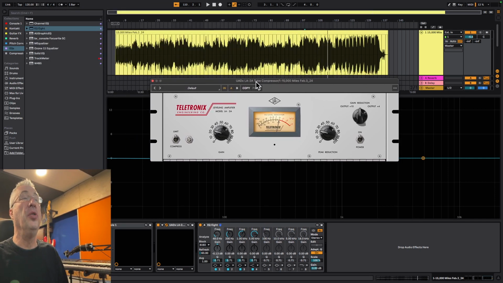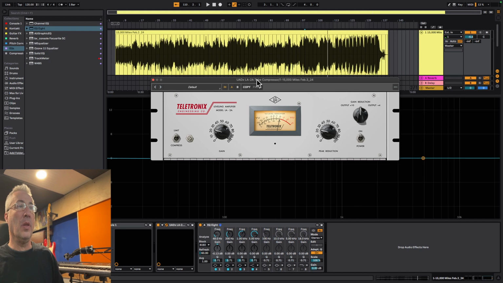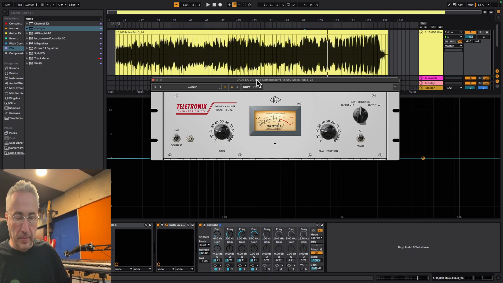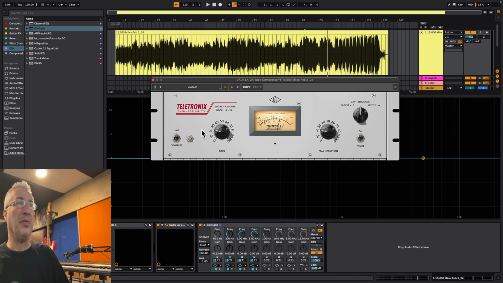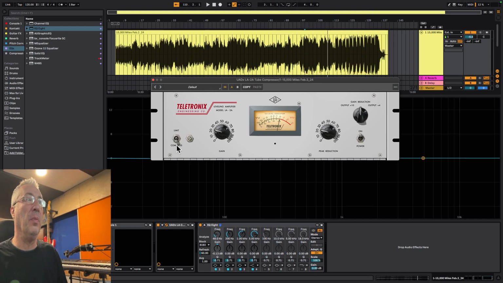This is the LA2A compressor, and it's a remake of the famous LA2A leveling amplifier. By default, this is on compressed, but I do have it set for limit, and I have a little bit of peak reduction going on. So this is like a final limiter, and it's not doing much. You'll see this meter, when the meter kicks down to the left a little bit, that means it's doing something.